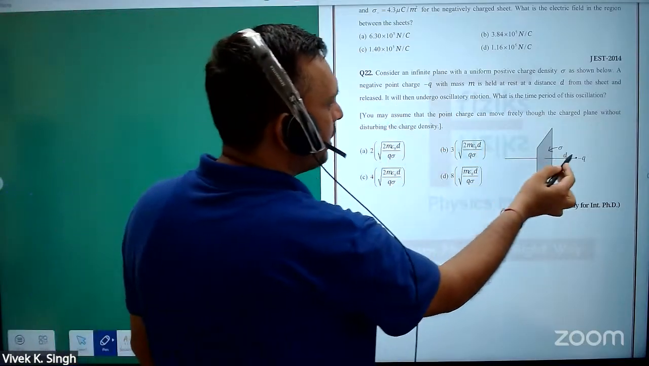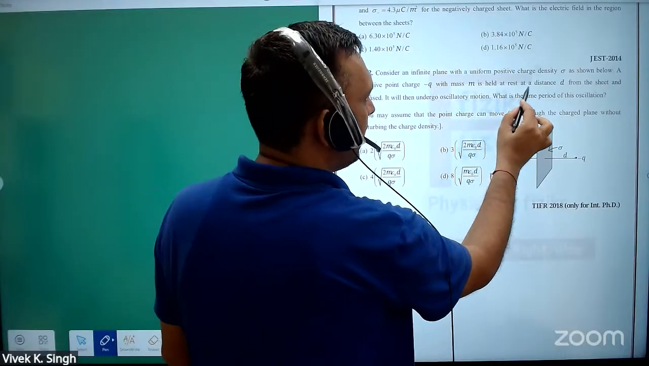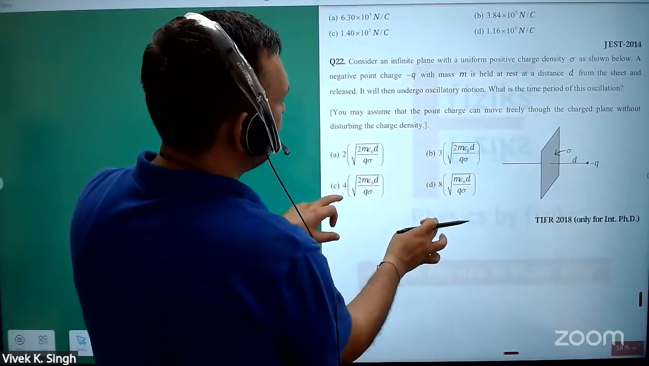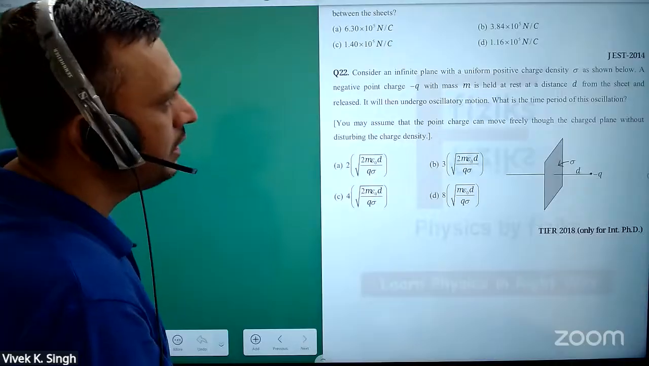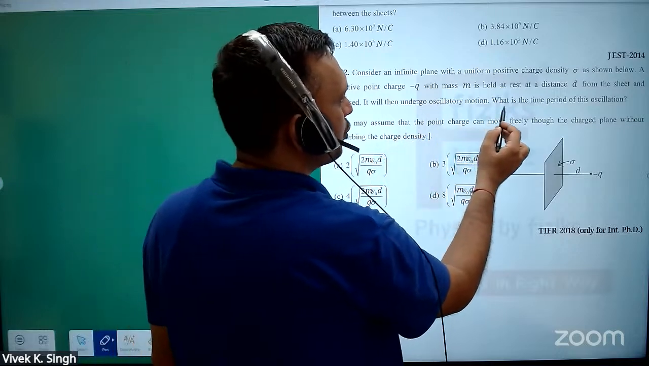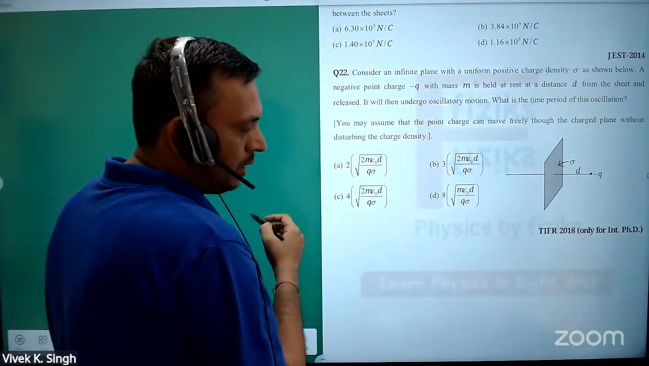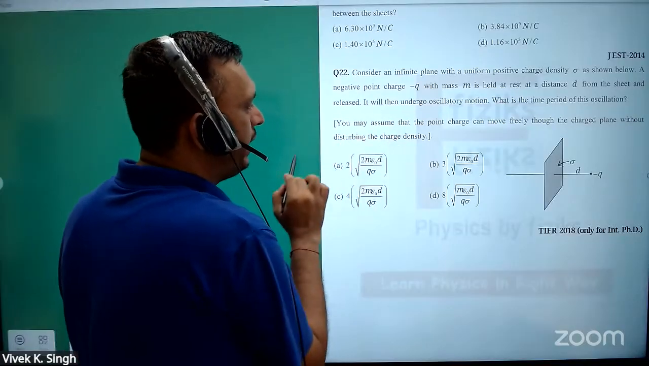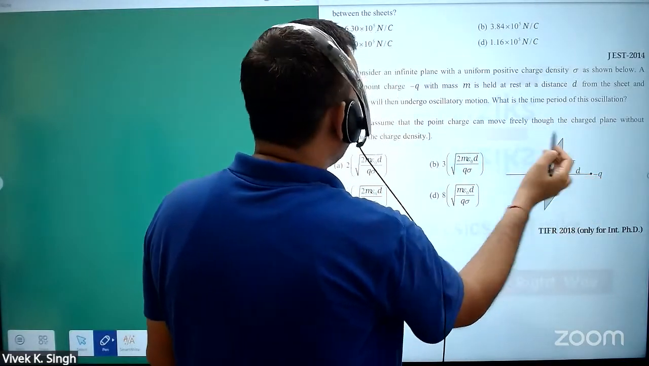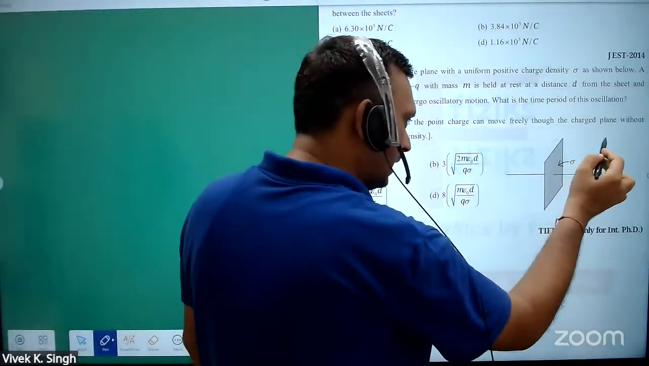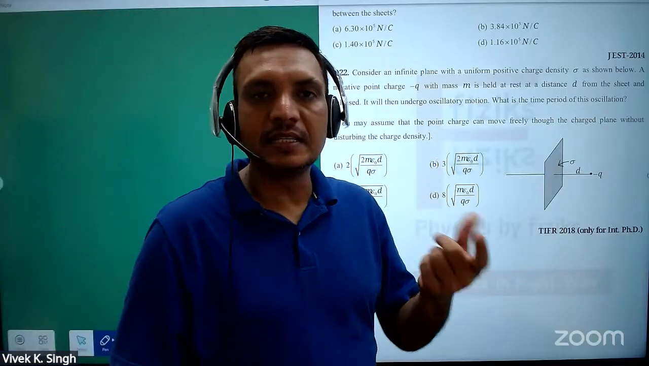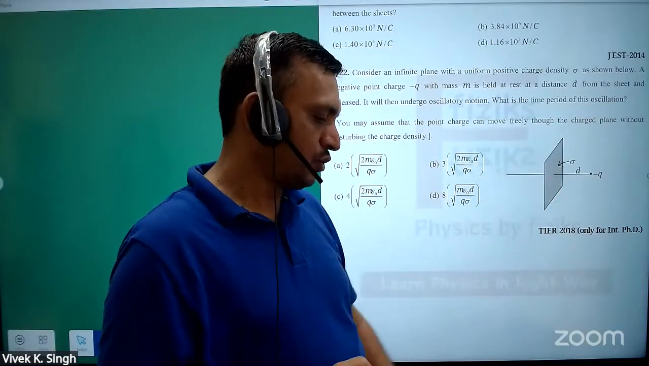A negative point charge minus q with mass m is held at a distance d from the sheet and released. It will then undergo oscillatory motion. What is the time period of this oscillation? But just see this point: you may assume that the point charge can move freely through the charged plane without disturbing the charge density. Means it can cross it without disturbing the charge distribution. Under this assumption only you will be able to solve this question.